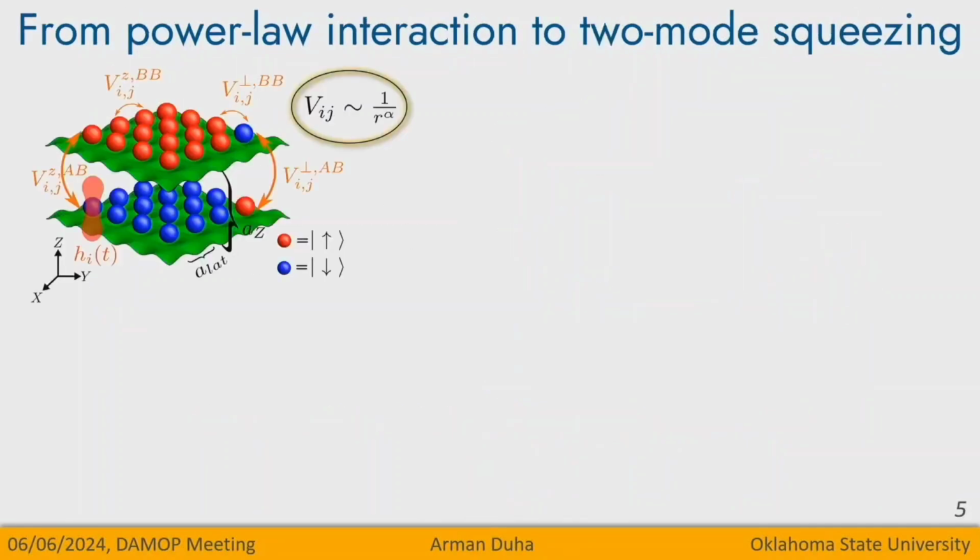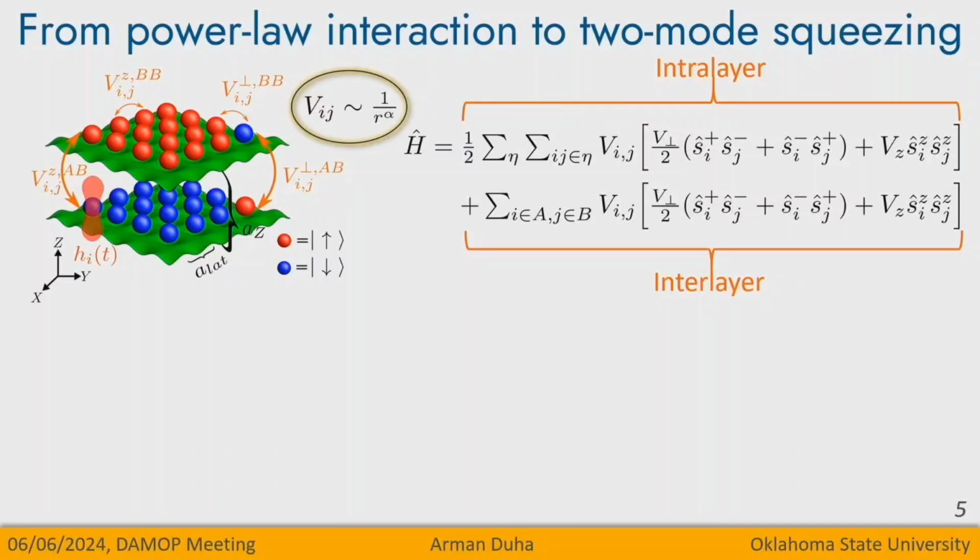Let me briefly introduce our schematic model. We have a bilayer system where we prepare the initial states in the two layers in opposing states. The two layers are separated by a distance a_z. For convenience, I'm going to divide the Hamiltonian of the system into the intra-layer and the inter-layer part, because they play two very different important roles.